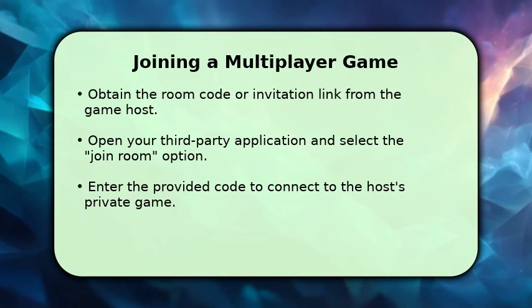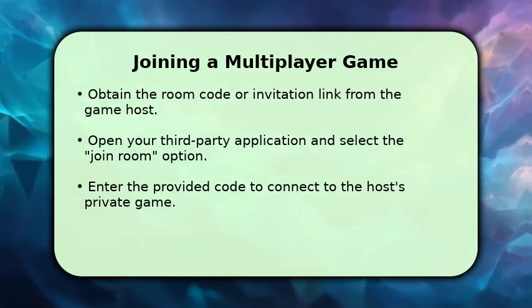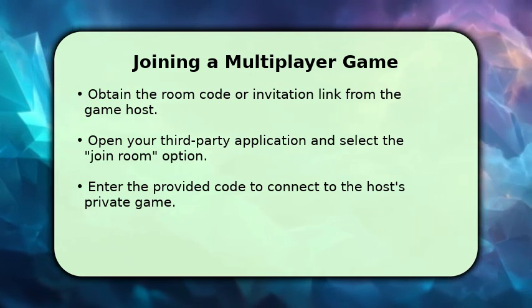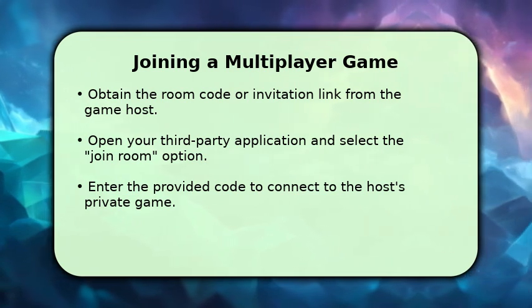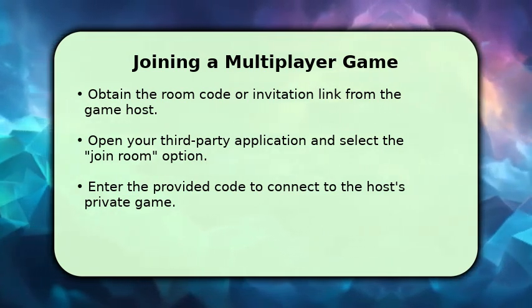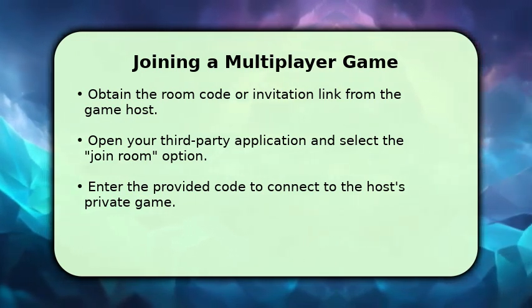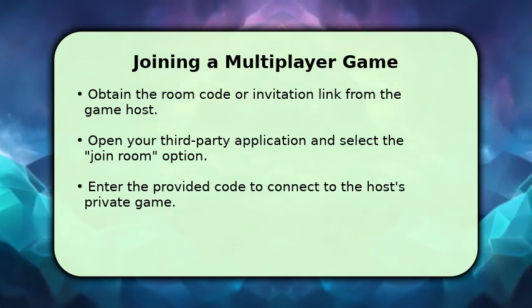If you're joining a game, the host will provide you with a specific room code or an invitation link. Open your third-party application and navigate to the Join Room or Join Server section. Carefully enter the code you received into the designated field. Once entered, you should be able to connect to your friend's private game and start playing together.